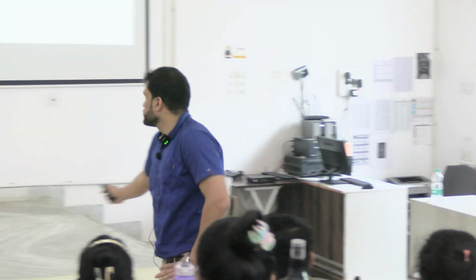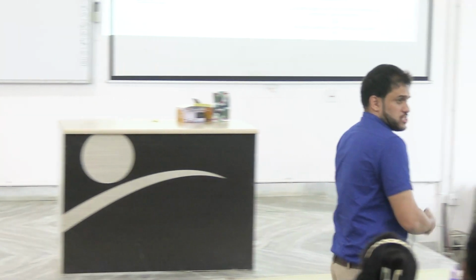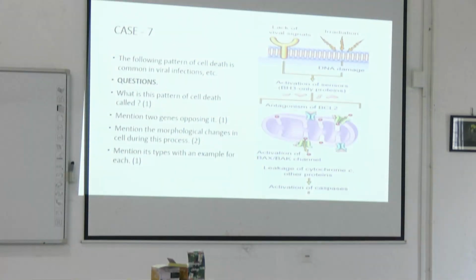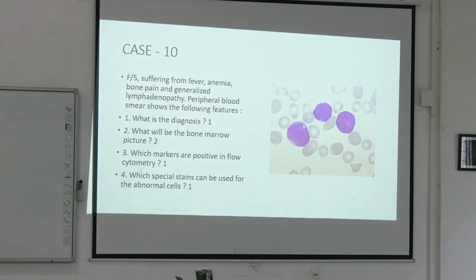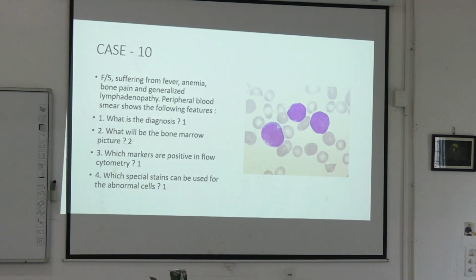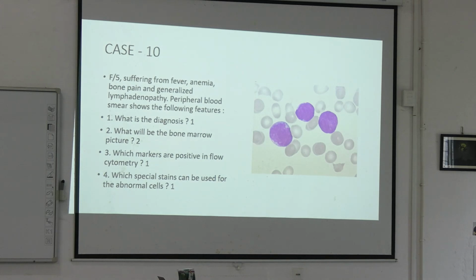Okay, case 7, what is this? Apoptosis, you don't need this now. Case 8 is not needed, case 9 right now not required. What is this? ALL, Acute Lymphoblastic Leukemia, 5-year female suffering from fever, anemia, bone pain and generalized lymphadenopathy. Peripheral picture is given, so what is your diagnosis?